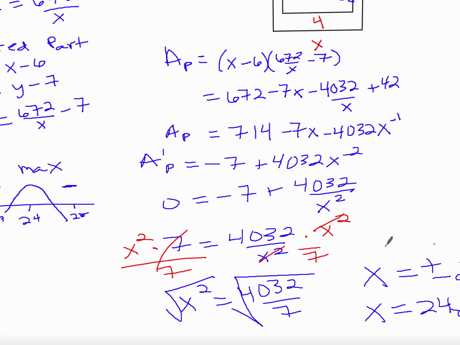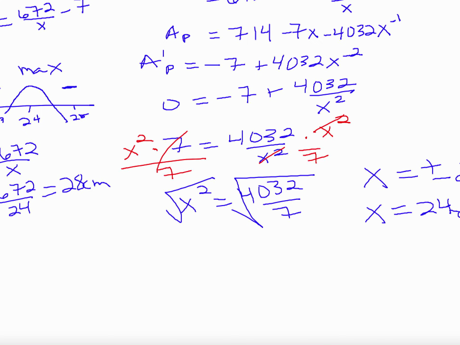And we knew that Y was equal to 672 divided by X. So if X is 24, Y is equal to 672 divided by 24, and that would be 28 centimeters. So our final result is asking us for the dimensions of the page. The dimensions should be 24 centimeters by 28 centimeters to have a maximized area.